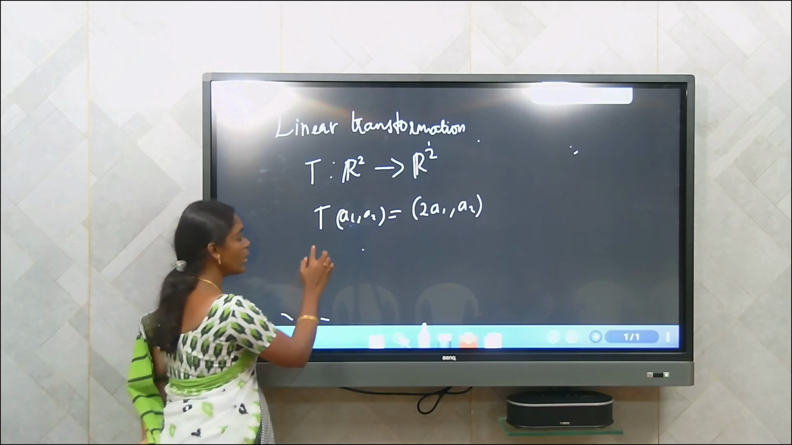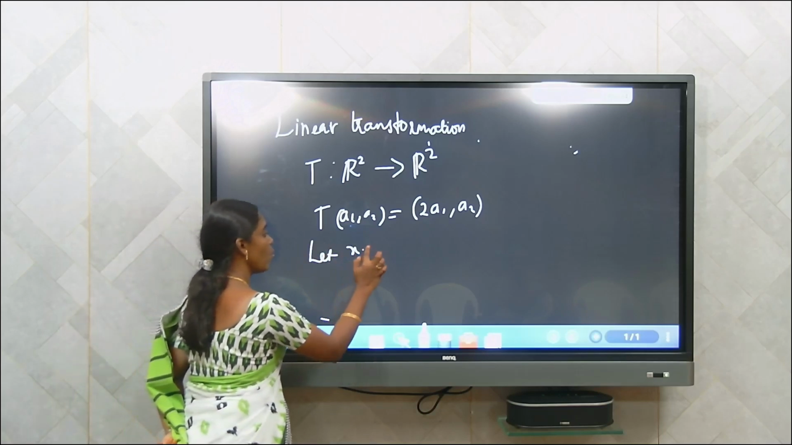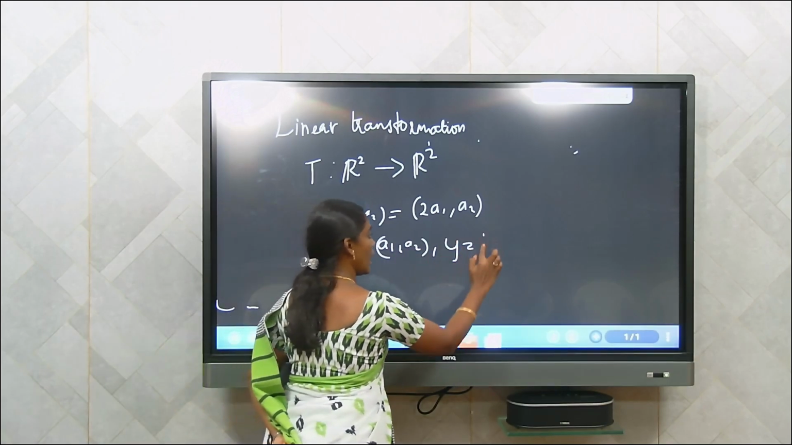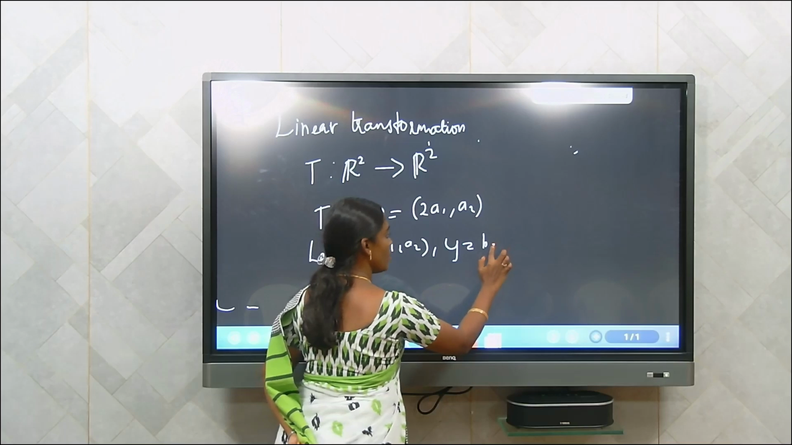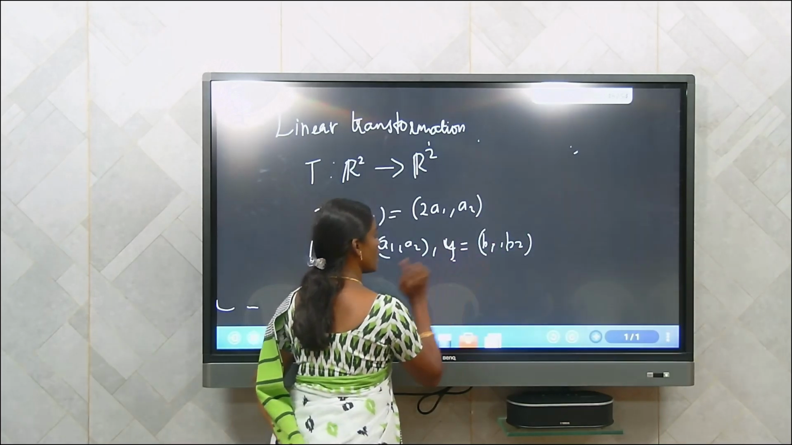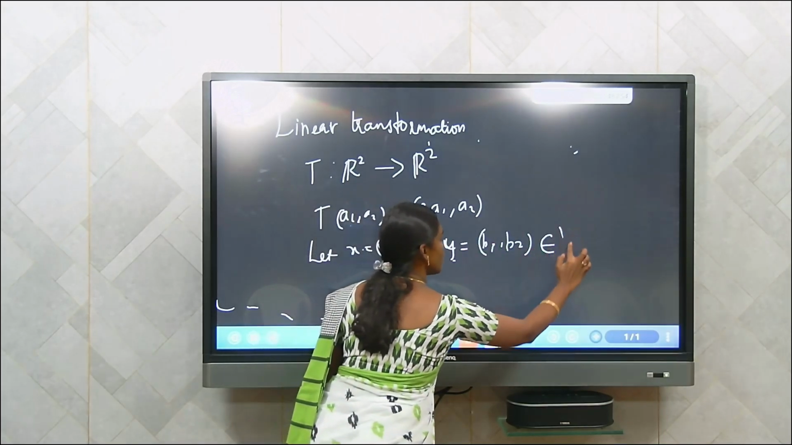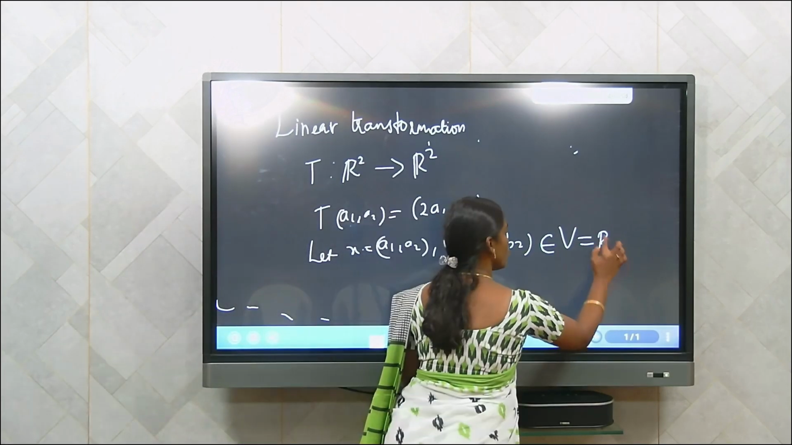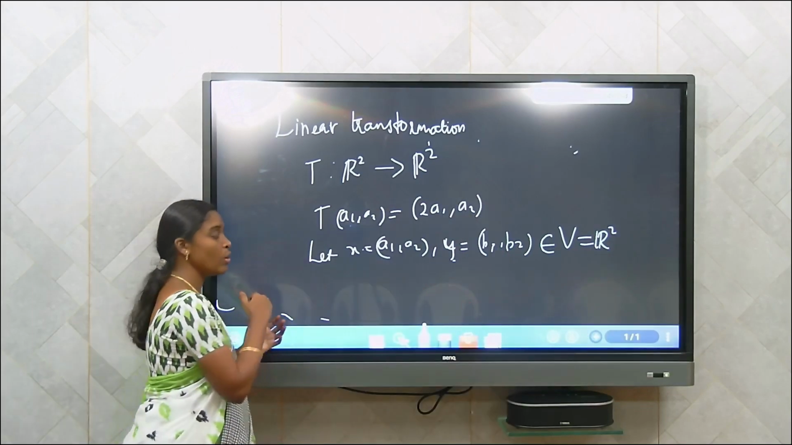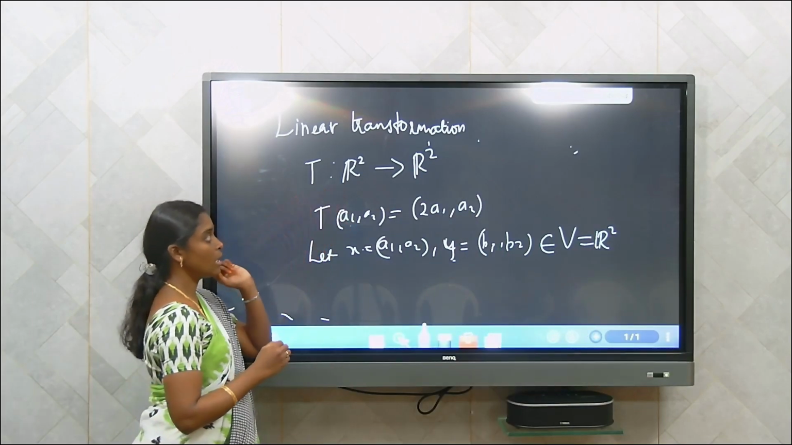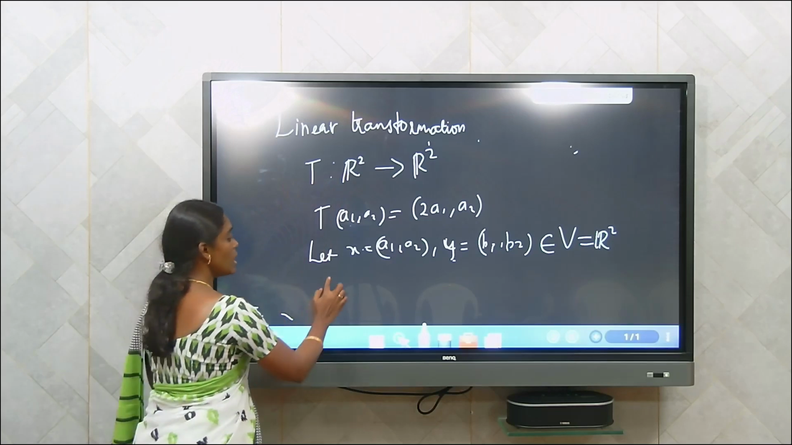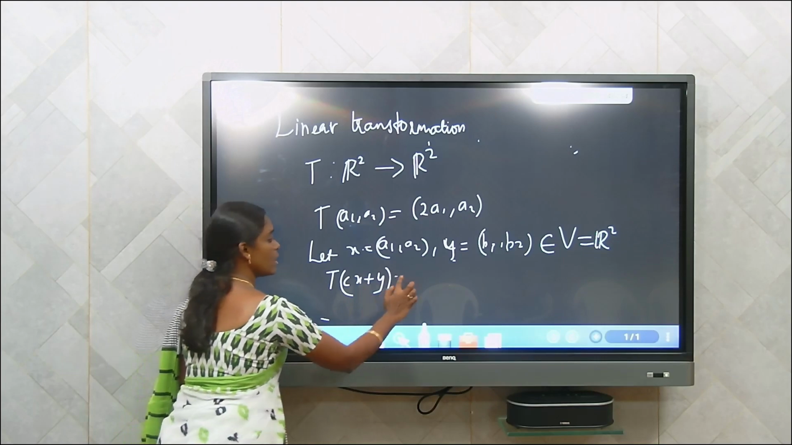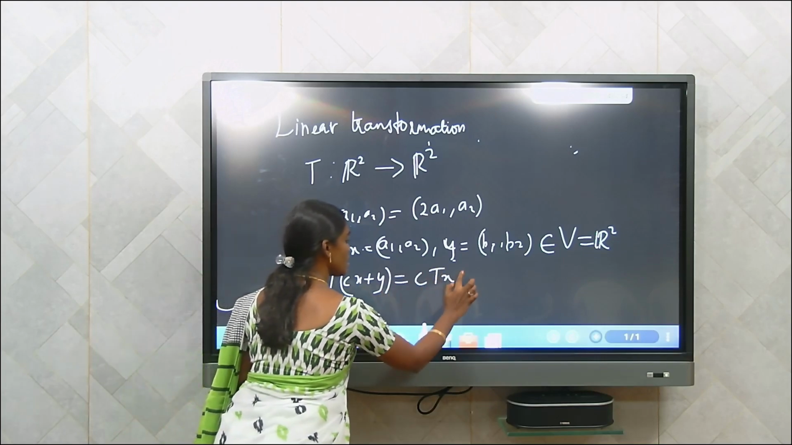For this, I am going to take two elements. One is x, that is (a1, a2). The other one is y, defined as (b1, b2). These two elements I am taking from the domain vector space V, in particular the two-dimensional vector space R2. So let me check whether this transformation from R2 to R2 satisfies the condition T of cx plus y equals c times T of x plus T of y.